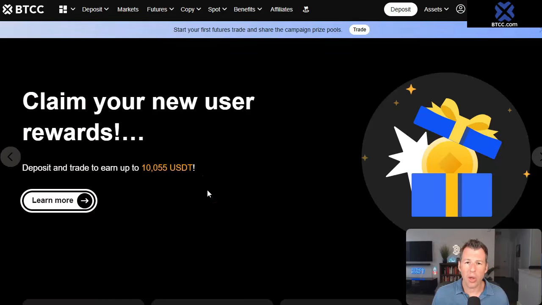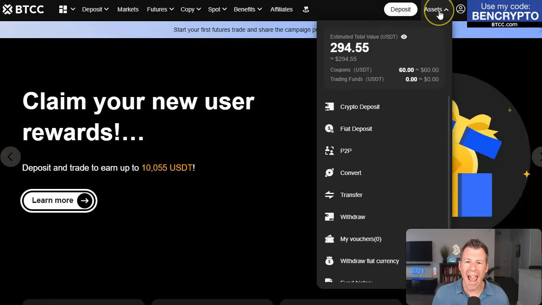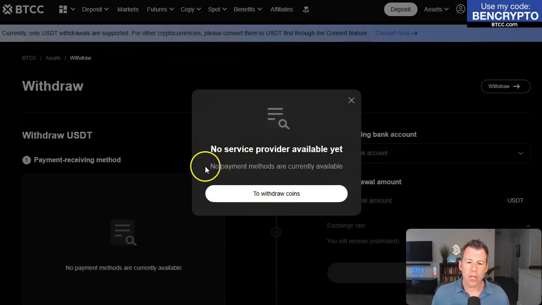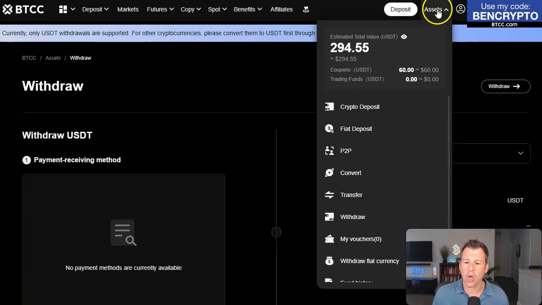Now on to withdrawals. The withdraw button is not at the top here. It is instead under assets, top right, and then there are 2 tabs. There's withdraw, that's withdrawing cryptocurrency, and below that, withdraw fiat currency. We're going to click on that one. Then you will see this pops up: no payment methods are currently available. So for USA people, right now, fiat withdrawals are not supported. You can't do any fiat withdrawals. You can just do cryptocurrency withdrawals. That can change from time to time, and in other countries, they might have them. I'm not really sure. But for now, it is just crypto withdrawal.